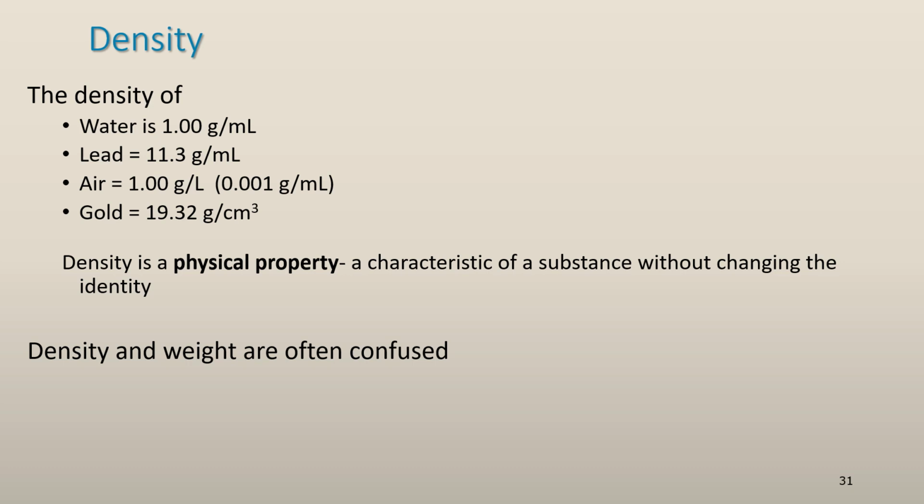But if I asked you which would have a bigger volume, which would you have more of, a pound of feathers or a pound of lead? Well, a pound of feathers would be a whole lot of feathers, whereas a pound of lead would be a pretty small piece. And that's because lead is more dense than feathers. So you remember that you have to have both the volume and the mass.